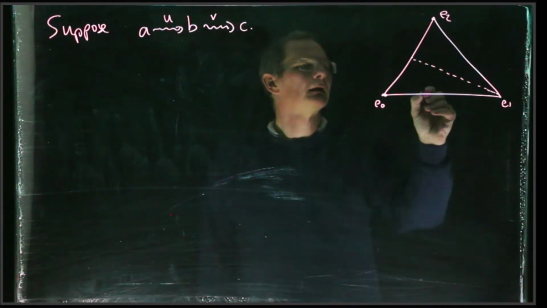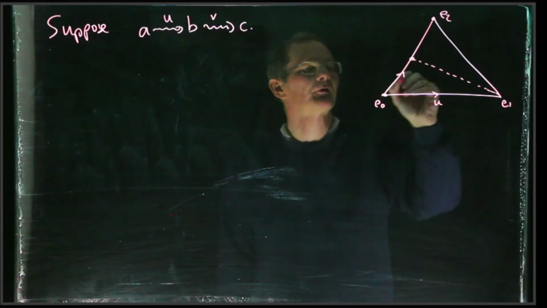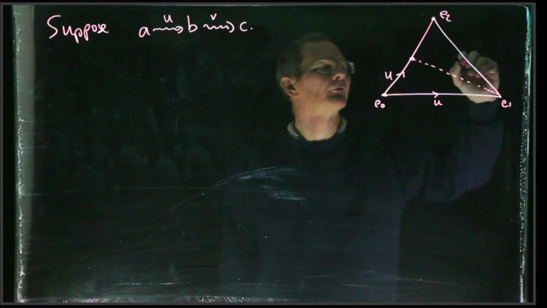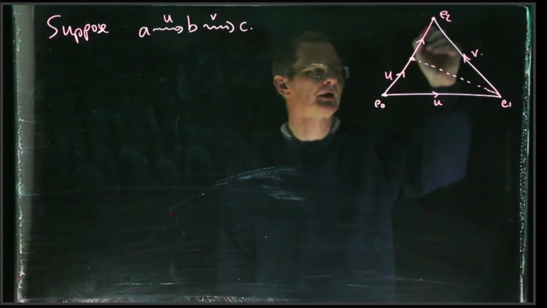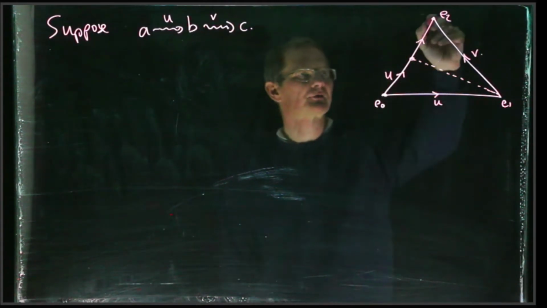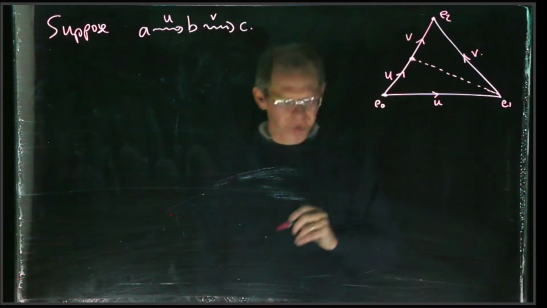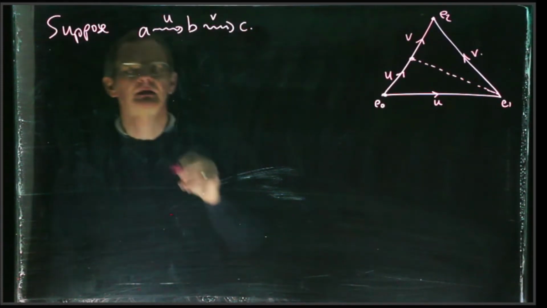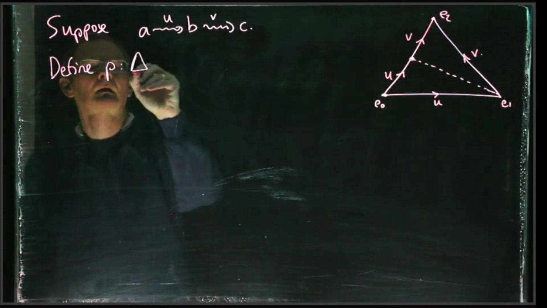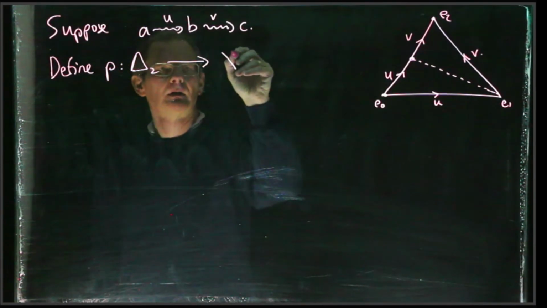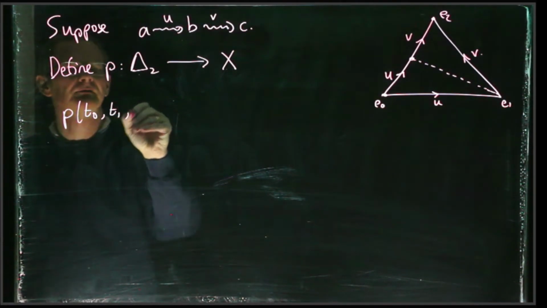Our U is going to go along here, and then up here, just on this half, that's going to be U as well. Whereas along this edge, we're going to do V, and also along this half edge, we're also going to do V. So this edge of the triangle is like U star V, and this edge is U, and this edge is V. And the formal definition of it is P of (T0, T1, T2).